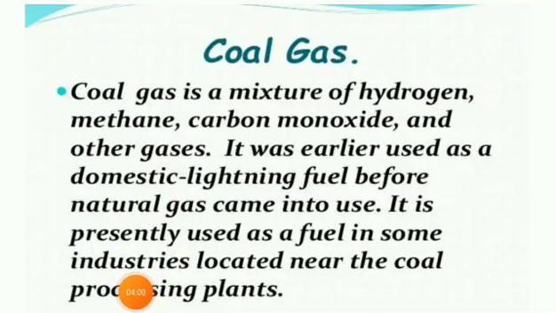Let us see what is coal gas. Coal gas is a mixture of hydrogen, methane, carbon monoxide and other gases. It was earlier used as a domestic lighting fuel before natural gas came into use. It is presently used as a fuel in some industries located near the coal processing plants.